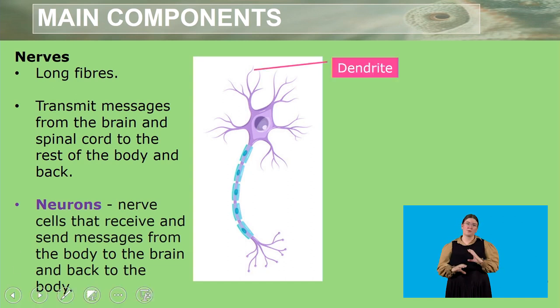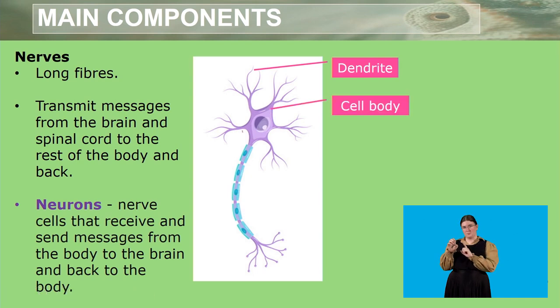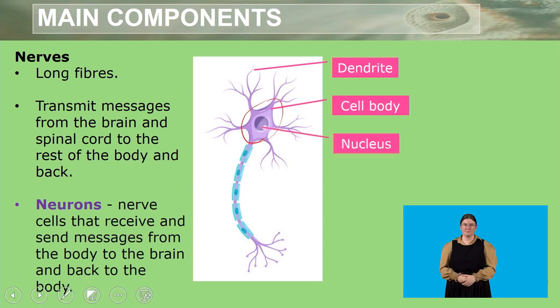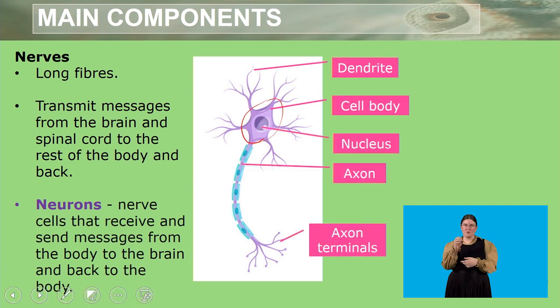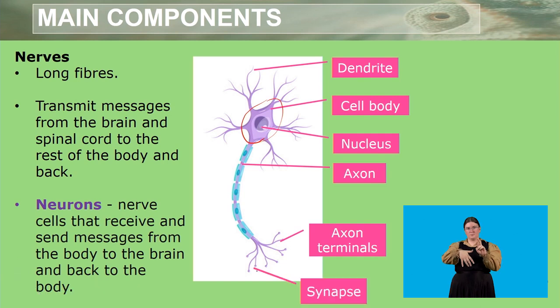So in labeling this nerve cell, we will say that these are the dendrites. That is the cell body. That is the nucleus. That is the axon over there. The axon terminals are found at the end of the nerve cell. And then we have what is called a synapse at the very end of the axon terminals.